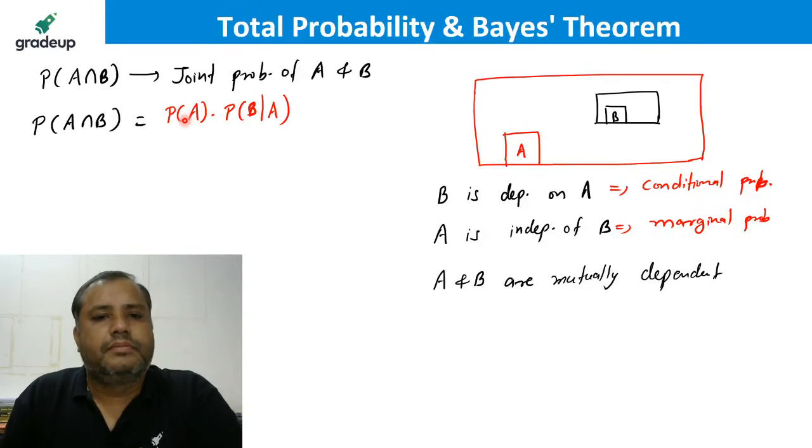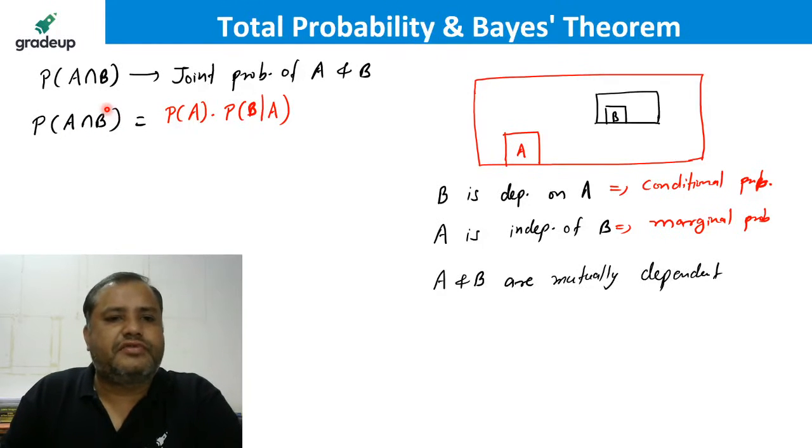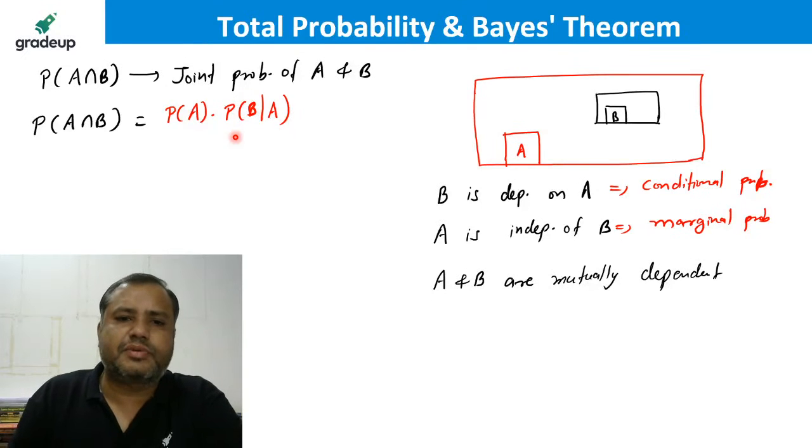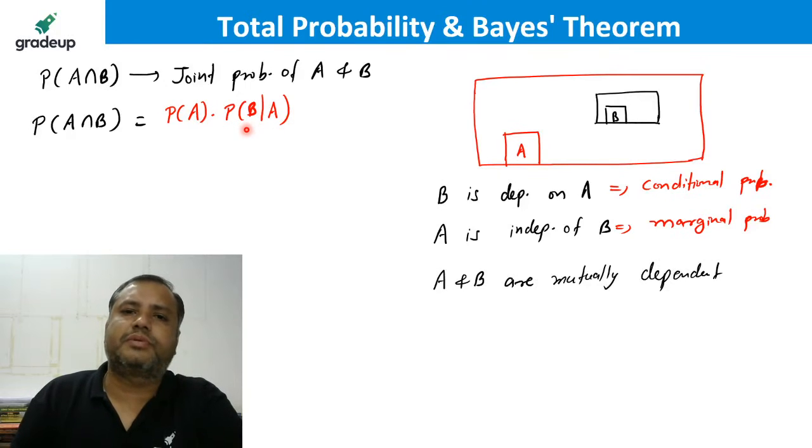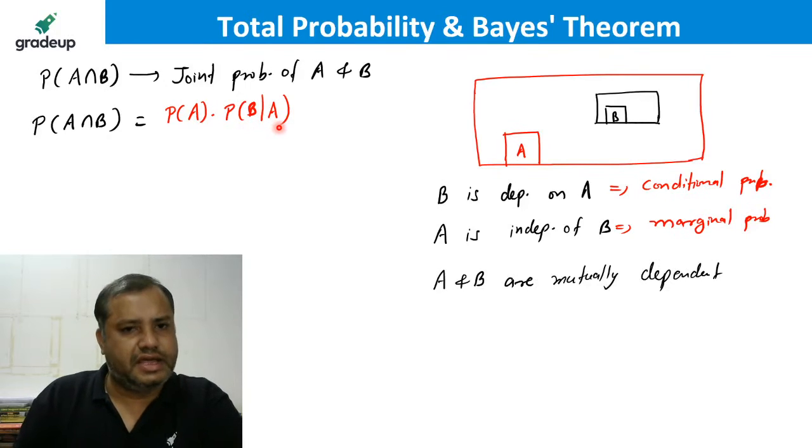So the joint probability of A and B is equal to one marginal probability and one conditional probability. How will you read this conditional probability? Conditional probability of B given that A has already occurred. Conditional probability of B given A.